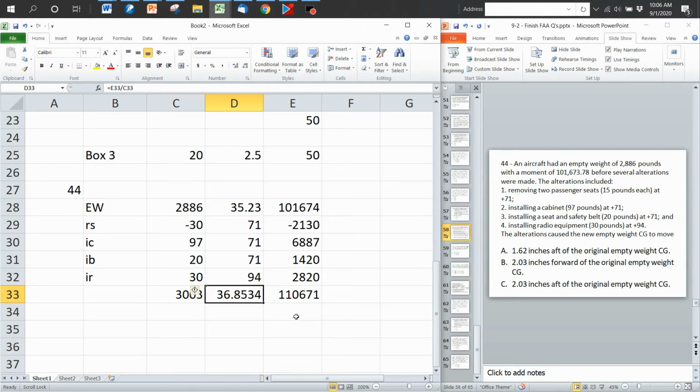And my CG move is going to be equal to my new CG minus my old CG. Okay, and in this case, if my new CG is bigger than my old CG, I'm going to get a positive number, and my positive number says my CG is moving aft, and it's 1.62. A is my choice, 1.62 inches aft of the original empty weight CG. And that brings me up to 45.